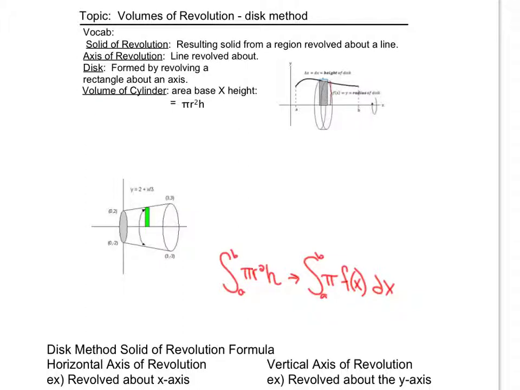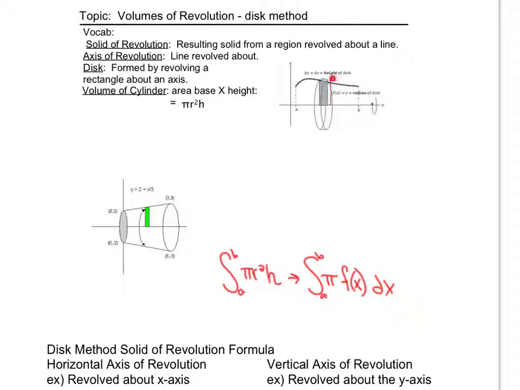cylinder. So how do I find the volume of a cylinder? Don't even worry about this picture for a moment. I find the volume of a cylinder by taking the area of the base times the height of the cylinder. If you think about a cylinder, the base is always going to be a circle, so the area of the base will be pi r squared times h.